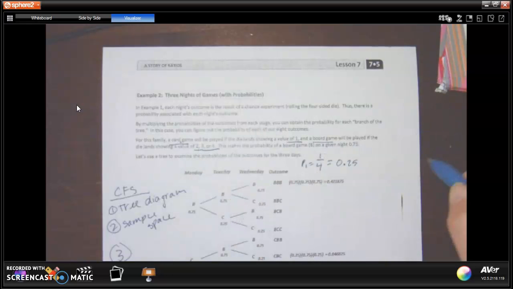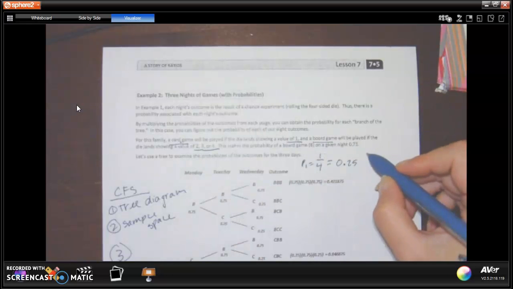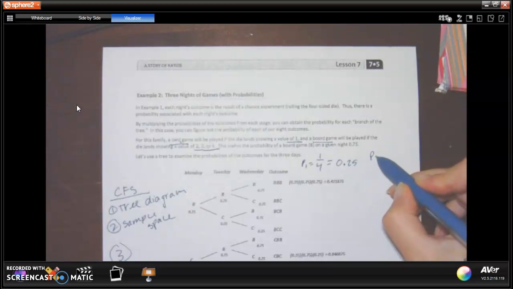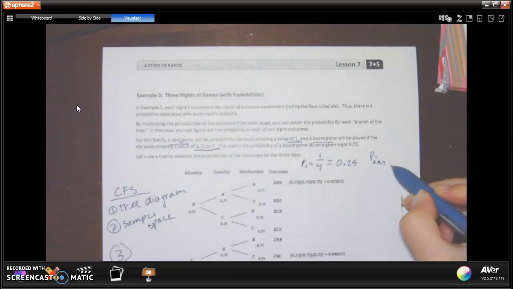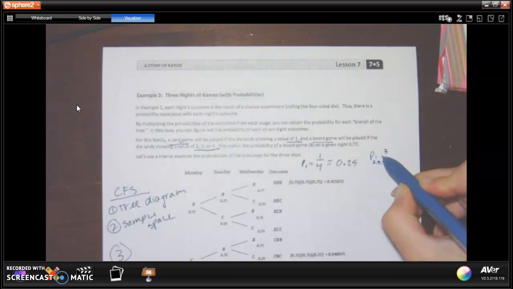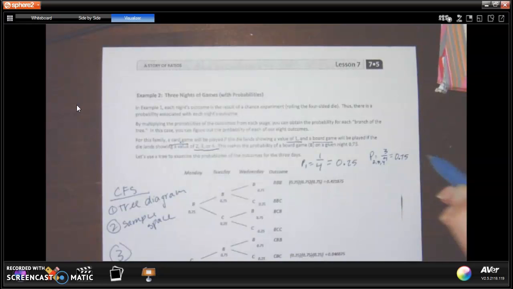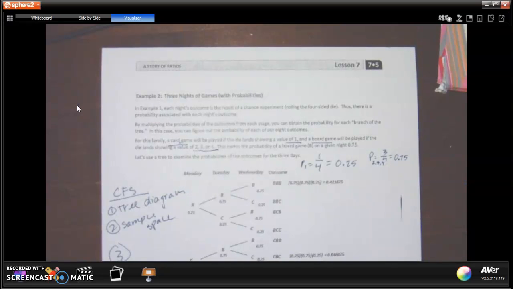So now let's think about what the probability of us rolling any other number would be, a 2, a 3, or a 4. That's 3 different outcomes, the probability of it being a 2, a 3, or a 4. That's 3 out of the 4 outcomes, which is equal to 75 hundredths.